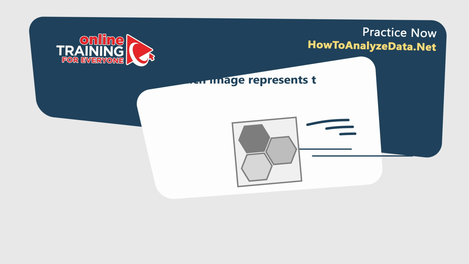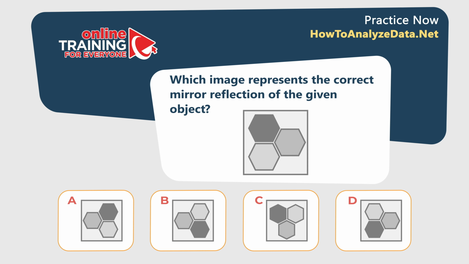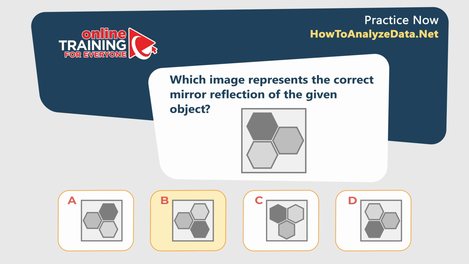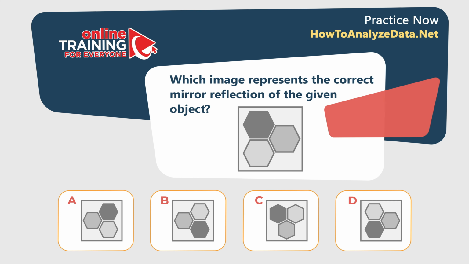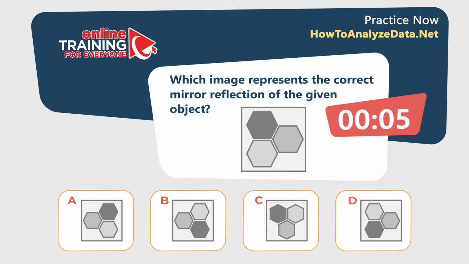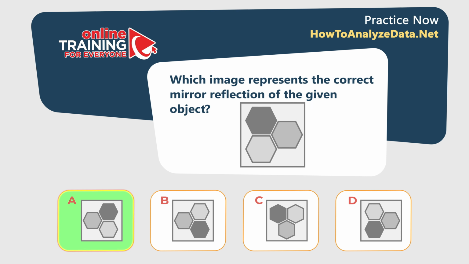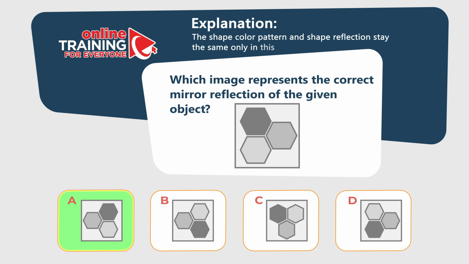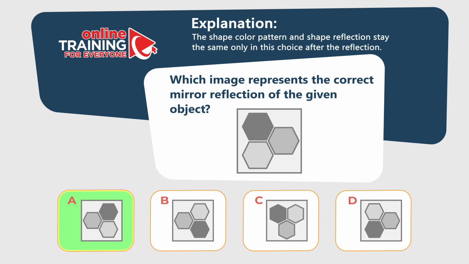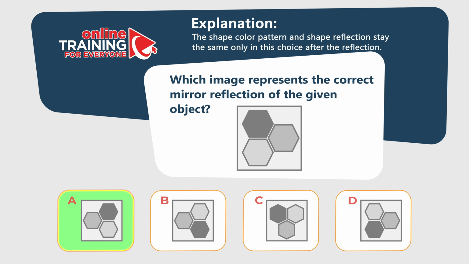Which one of the following 4 objects represent the correct mirror reflection of the given shape? Your choices for the answers are A, B, C, and D. The correct answer is choice A, and here's why. The shape color pattern and shape reflection stay the same only in this choice after the reflection.